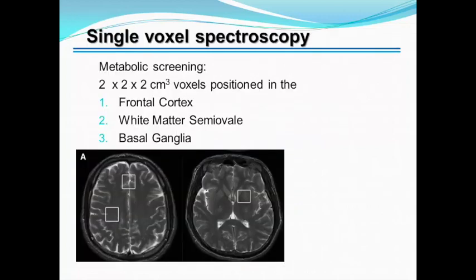And if you just look for metabolic screening in kids that have developmental delay, let's say, we place a 2 by 2 by 2 centimeter voxel, so they're pretty big, right? So we place one in the frontal cortex, one in the white matter centrum semiovale, and one in the basal ganglia. And then we see if there are any abnormalities. If we have a lesion, then we certainly place that single voxel on the lesion and always on the contralateral side. Or in temporal lobe epilepsy, you would then place these voxels in the hippocampus, on the left side, on the right side.